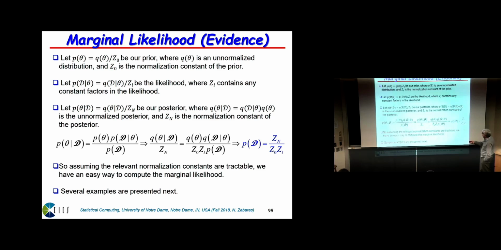Where is Zn coming from? A normalization factor for the posterior, right? A normalization factor for the prior, and then a normalization factor coming from the likelihood. And it doesn't matter what distributions you have, if these distributions are known. For all distributions, we know the normalization factor, so this is something you can write down very easily.